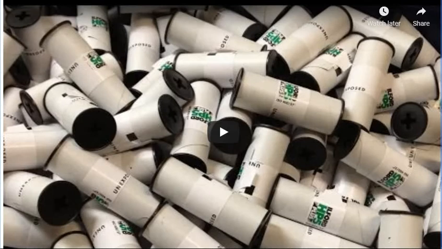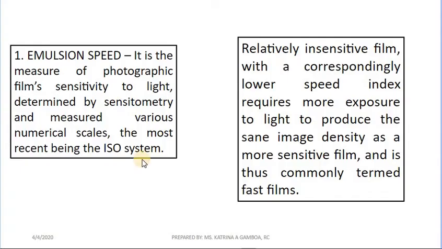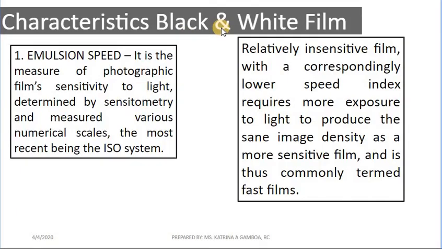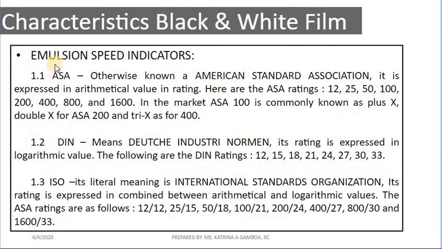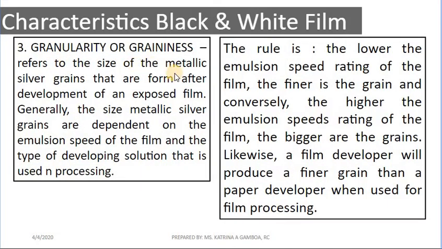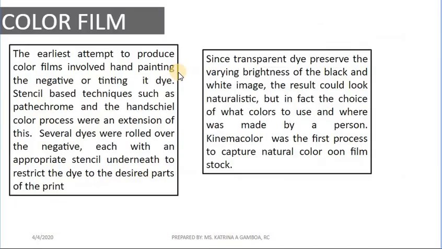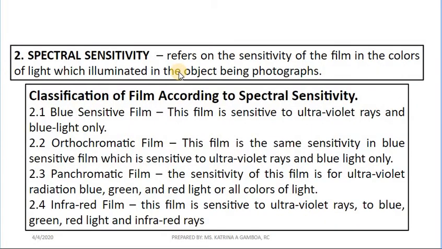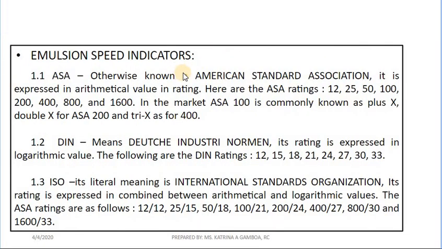So, ganun nila gawin yung film, yung pinaka-factory ng Ilford. Okay? So, let's go to the next slide. We have the characteristics of black and white film. We have the emulsion speed, the spectral sensitivity, the granularity or graininess. Yun lang, tatlo lang. Meron siyang tatlong parts, meron din siyang tatlong characteristics.